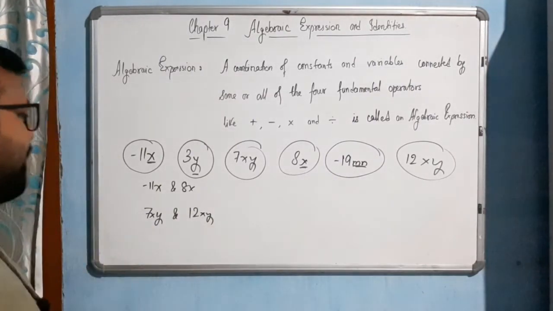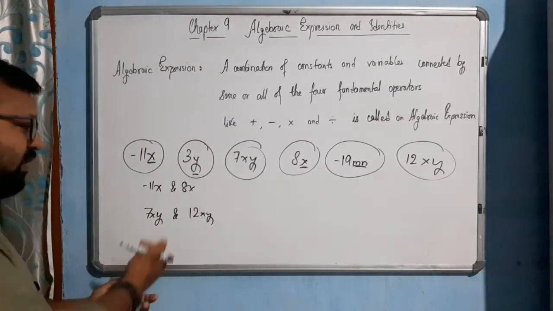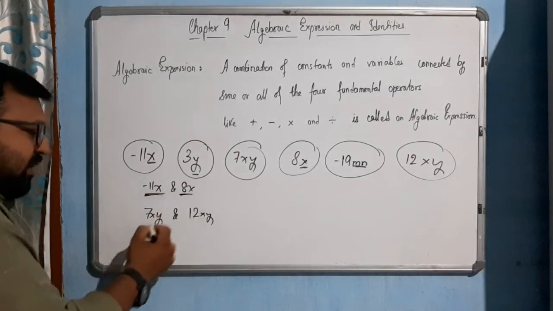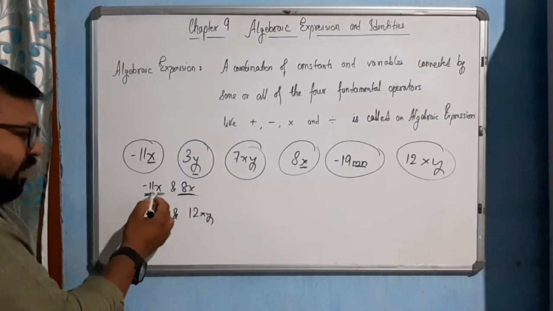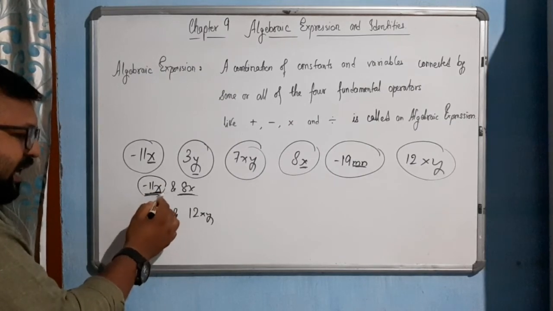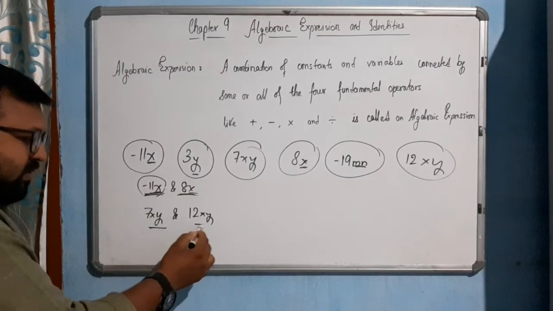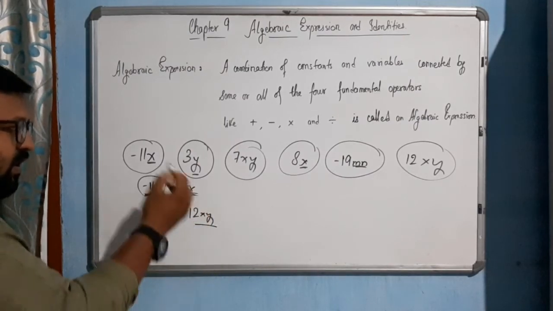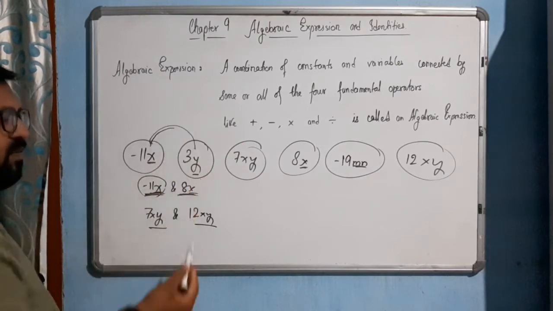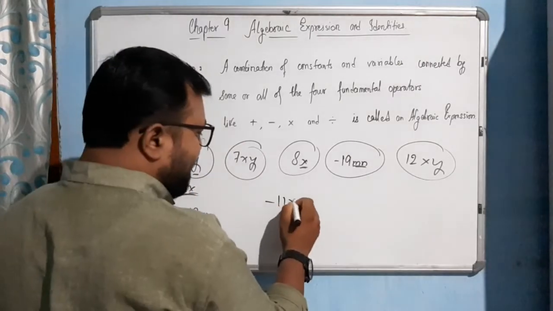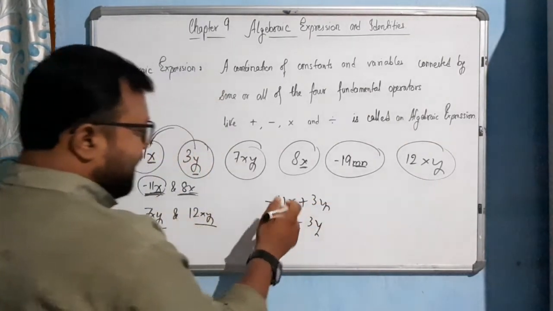Whenever we try to do addition or subtraction, we do it with the like terms. We can add or subtract the same type of terms. If it is x here and x there, then only we can do addition and subtraction with these 2 terms. If it is xy, then only we can add or subtract those 2 terms. But with minus 11x and 3y, it is not possible. It will look like simply minus 11x plus 3y, or minus 11x minus 3y, for addition and subtraction.